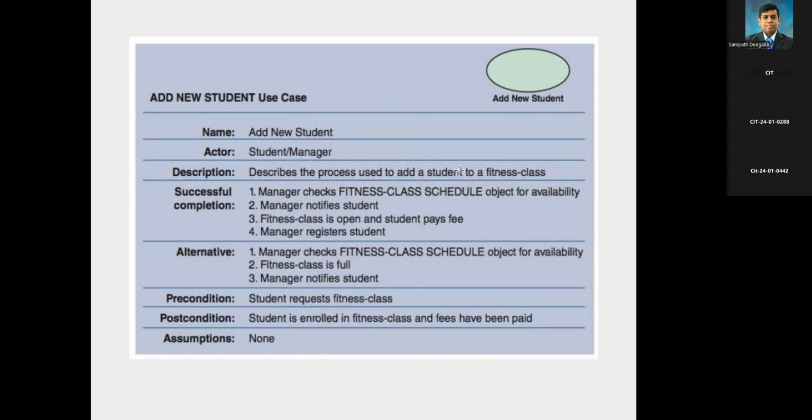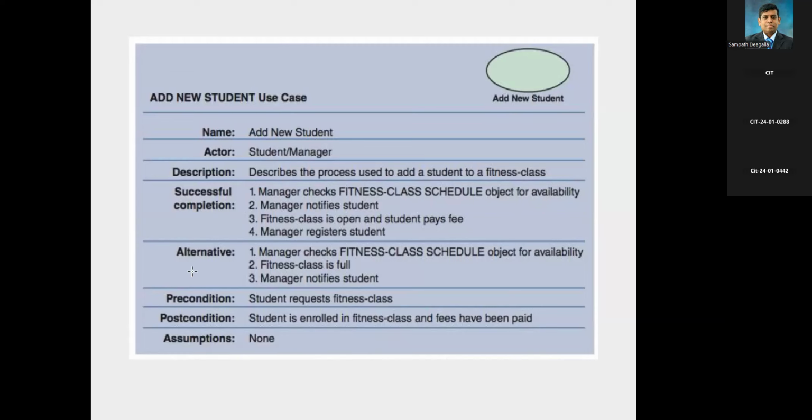Then there are two cases, right? When you have a use case, that means you are going to perform some function. It could be successful, it could fail, right? So the next one is called successful completion, where you put all the steps. This is what could happen in this use case, adding a new student. You check the fitness class schedule for availability, the manager notifies the student that the fitness class is open, the student pays the fee, and the manager registers the student. Everything should happen for the successful completion.